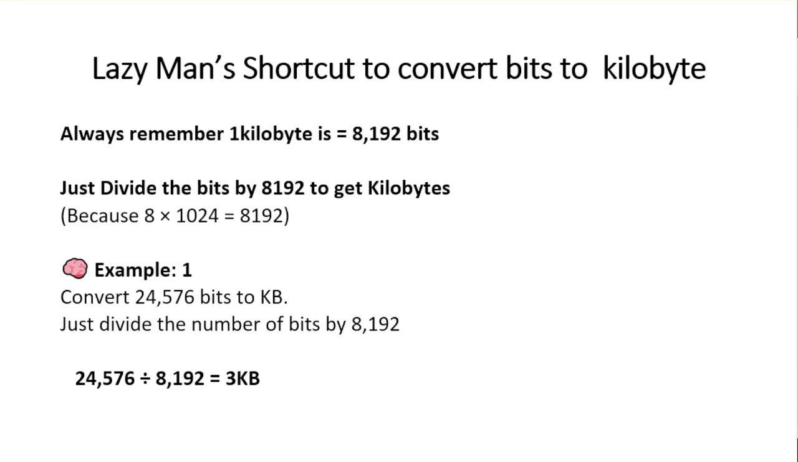So this is one of the easiest ways to convert bits to kilobyte. What you just need to know is that 1 kilobyte is always equal to 8192 bits. What you just need to do is divide the number of bits by 8192. It will always give you the number of kilobytes you need. If you want to convert to kilobyte, just know this figure, 8192, and you divide whatever number of bits they said you should convert to kilobyte by it.